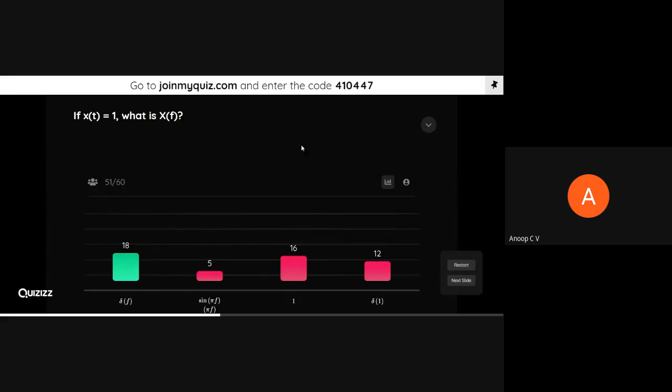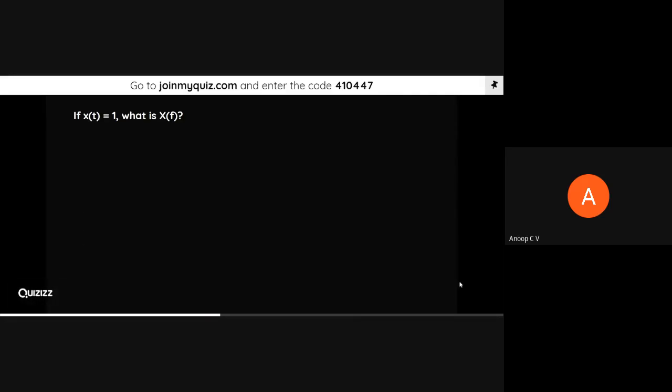What is sine pi f by pi f? That is called a sinc function, right? Sine pi f by pi f is called the sinc function. And del of f minus 1 will be del of f shifted by 1 unit, right? So maybe we will see that. We'll go to the next question.